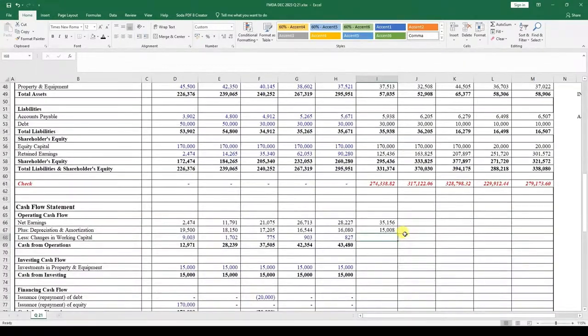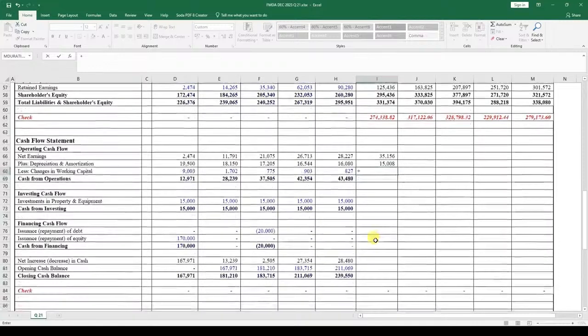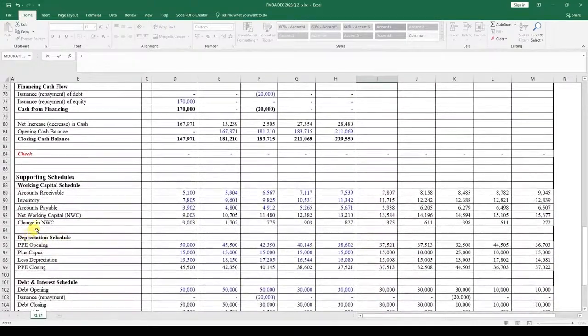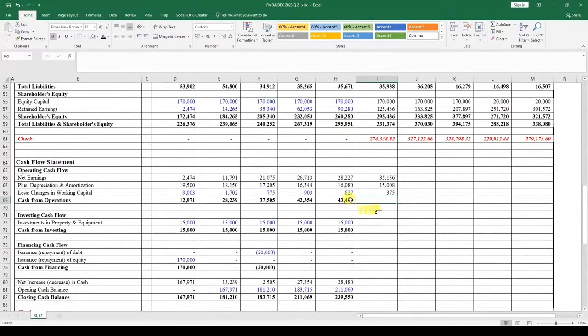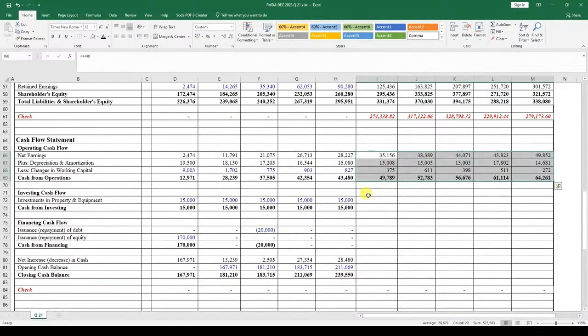And then we are saying changes in working capital. Where do we pick it from? We pick it from the supporting schedules right here. Change in net working capital, and we are saying we're going to pick that value. So because this is black and it's a formula, I can just drag it like so. Now we're almost there, but we're not quite there yet.